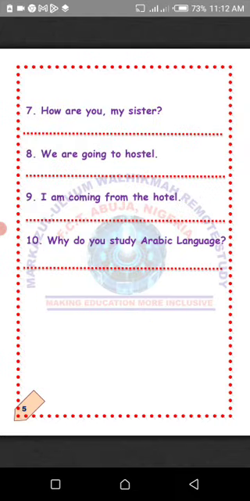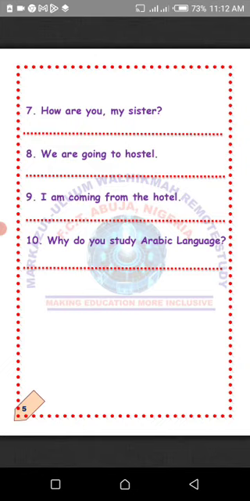MashaAllah. Number seven. How do you say in Arabic? How are you, my sister? كيف حالك يا أختي؟ Number eight. How do you say in Arabic? We are going to hostel. نذهب إلى السكن.